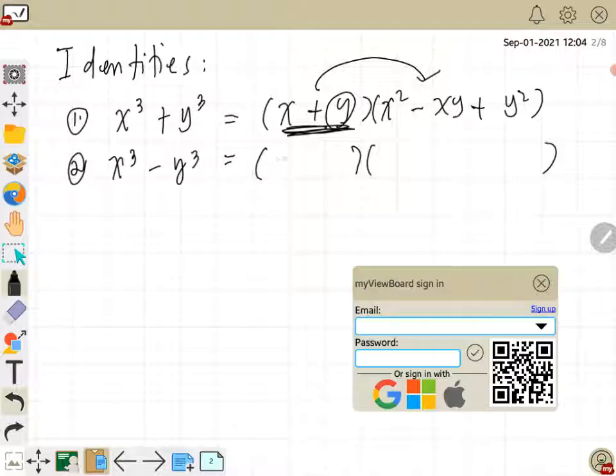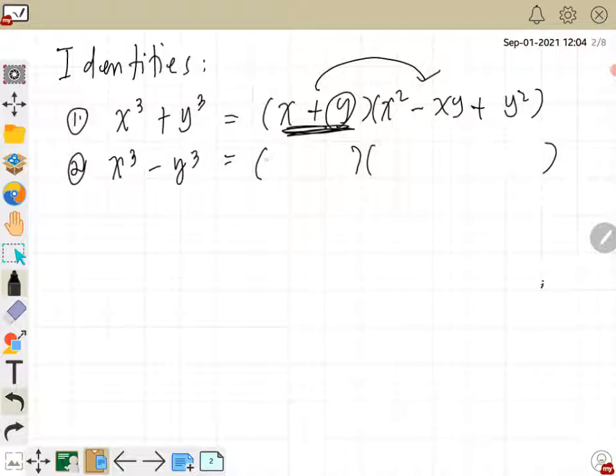So for the difference, x cubed is x and x squared, minus y cubed is just y, and that's always plus here, y squared. What's in the middle? If this is minus, the middle term is positive. So we multiply x and y, and that is plus xy.